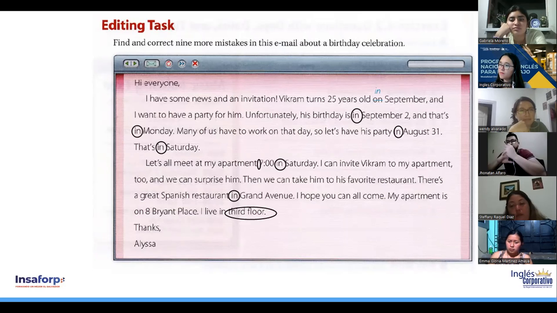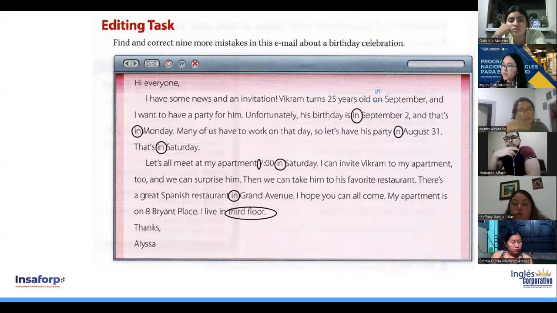Sí, tengo una duda. Donde dice his birthday is September 2, ¿debería de ir el TH para decir second? Fíjese que hay varios que lo omiten, pero usualmente cuando usted está hablando o diciendo su fecha, se utiliza más que todo en la forma hablada.